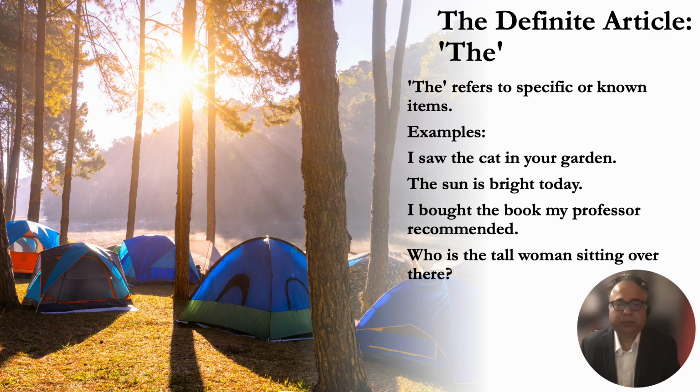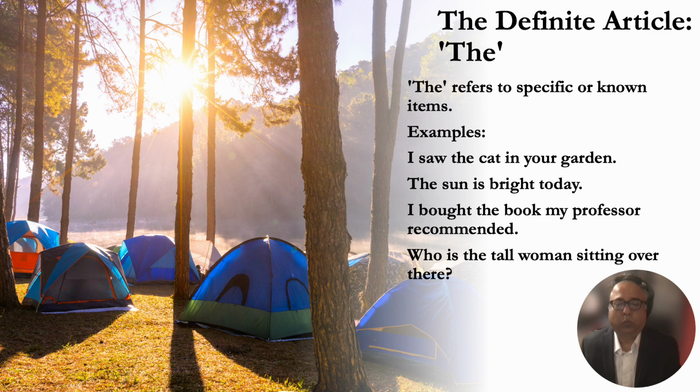So for example, you could say, I saw the cat in your garden. Now, the person you're speaking to knows about the cat that's in your garden. Or, the sun is bright today. Maybe I recommended a good book, a grammar book, or a pronunciation book to you, and you say to your friend, I bought the book my professor recommended, or Professor Warsi recommended. It would be ungrammatical to say, I bought a book my professor recommended, because a means any books, right?